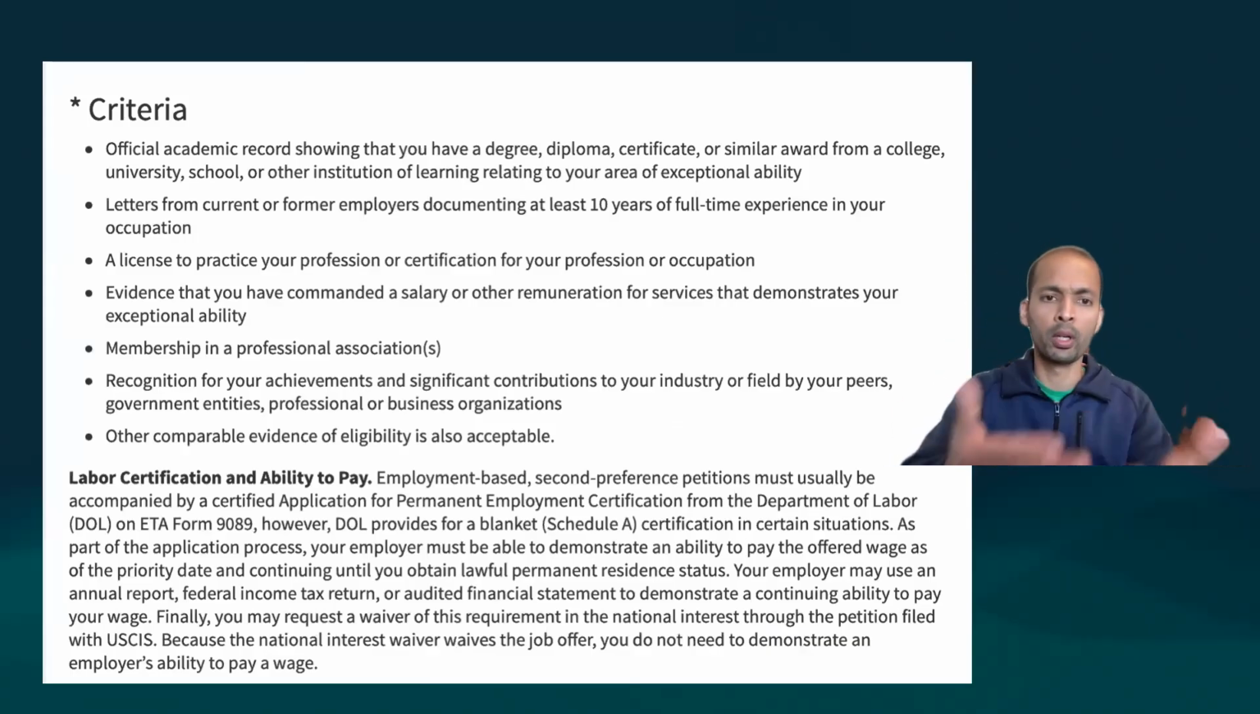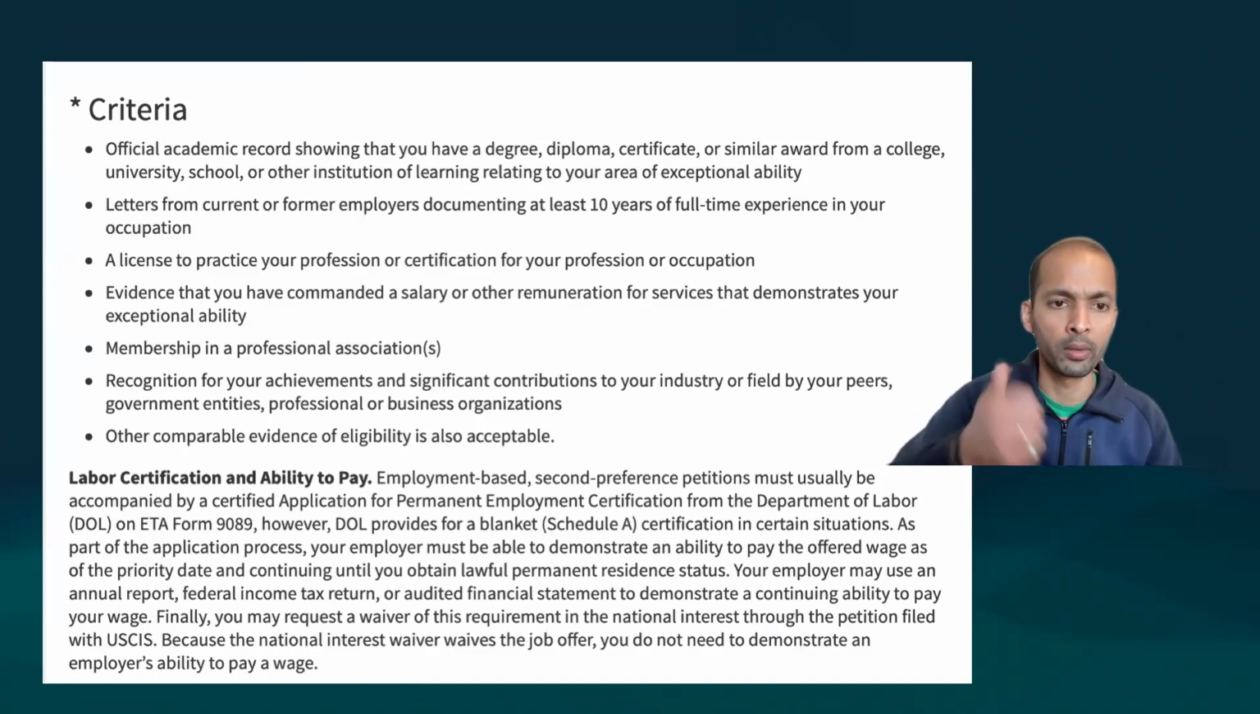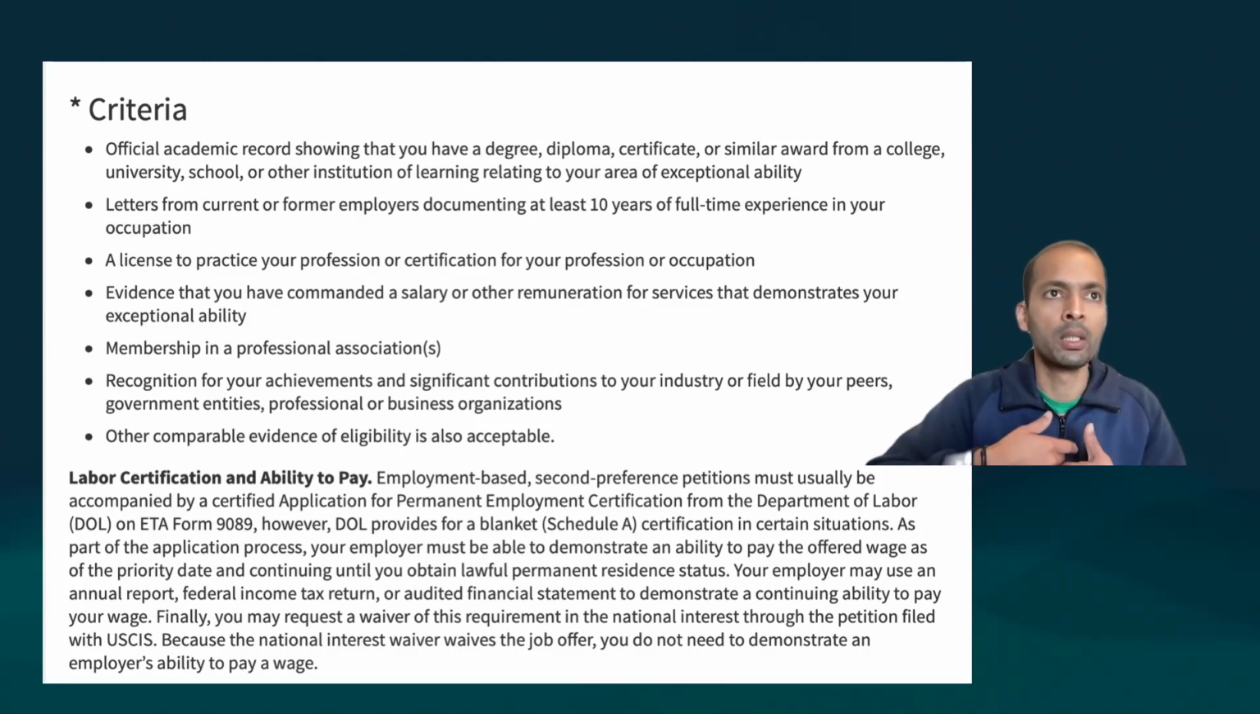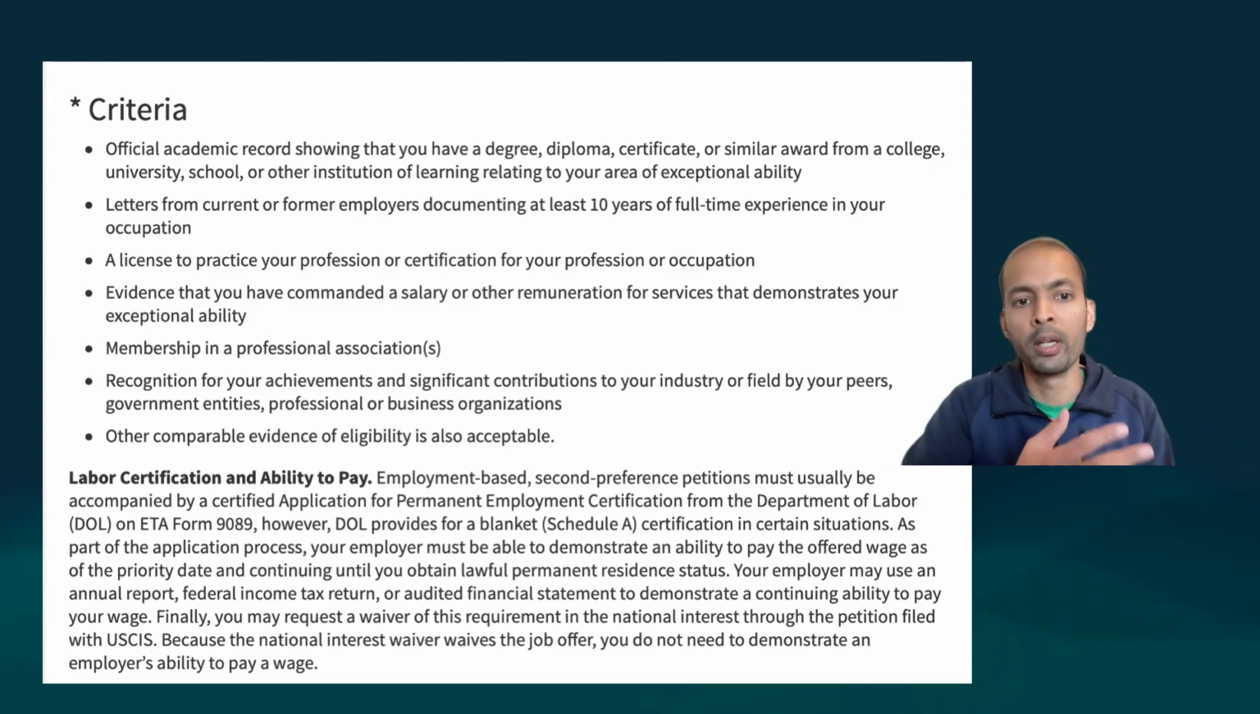And then what kind of evidence can you show? Very important. I'm going to explain to you in more detail right now. Number one, academic record, the diploma, certificate, etc. And if you have any gold medals, etc., that'll be very useful from college or from your GPA scores, whatever you did.